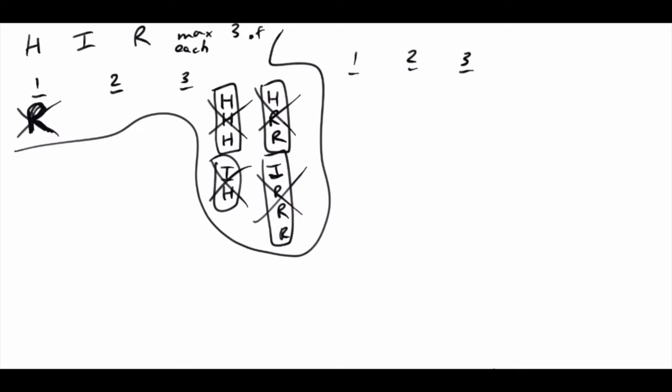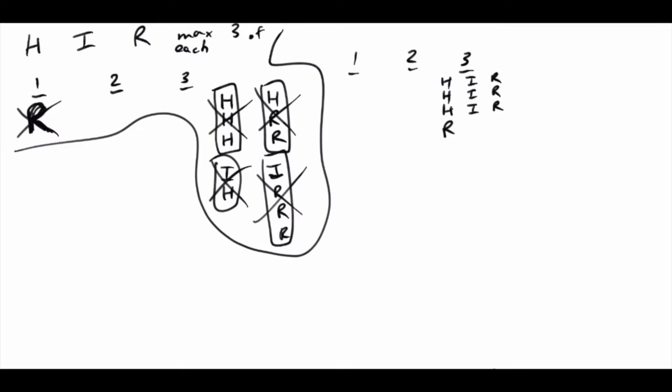We can try to max out on H's. Let's say we throw all the H's in, or we can throw all the I's in, or we can throw all the R's in. Now, what if we threw all the H's in? Could we put any I's? No, because I and H don't go together. Could we put any R's? Yes, we could put one R, but we can't put two R's because of this rule. And so that's how we would max out in that scenario.